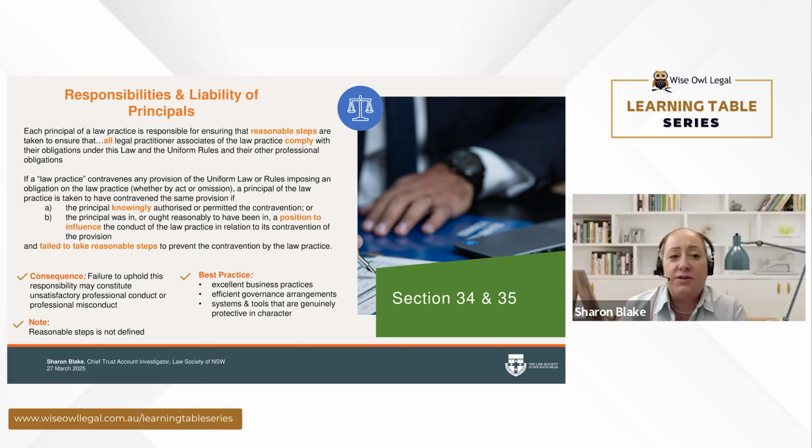Now, a recent case I was involved in dealt with a principal of a law practice who wasn't aware that their employee solicitor was doctoring invoices to include their own personal bank account details instead of the law practice's bank account details. And when asked, the employed solicitor responded that they were provided with a PDF editor that allowed them to do this. So it's important that training is provided with all tools.